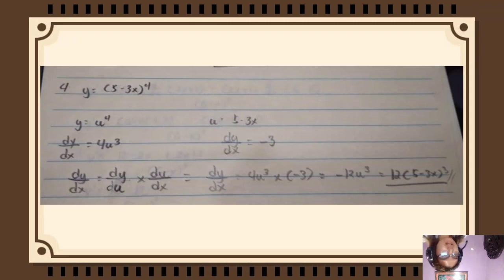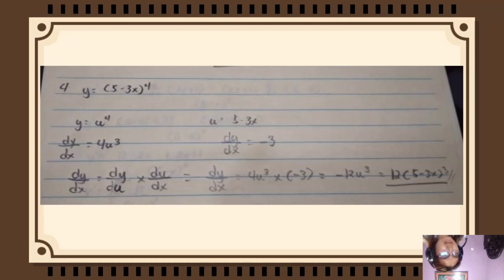Yung y, derivative of y with respect to derivative of x. Kunin natin siya. Ito. Ayan na. Tas yung derivative of u natin. Ito. Diba? Ayun lang. Ito na. Shortcut na tayo dito, kasi ganito lang din yung 3 natin. Mabilisan na lang para hindi na humaba yung discussion natin.